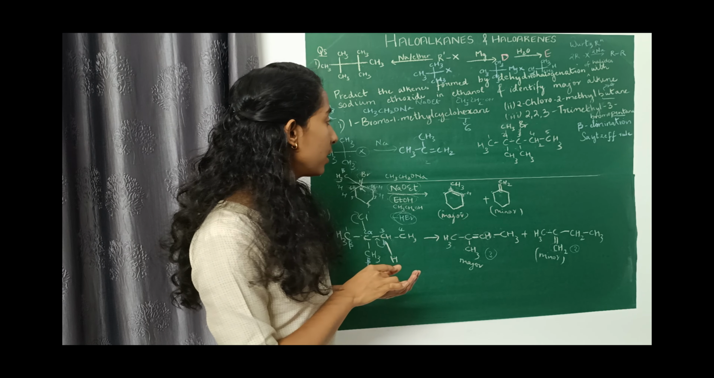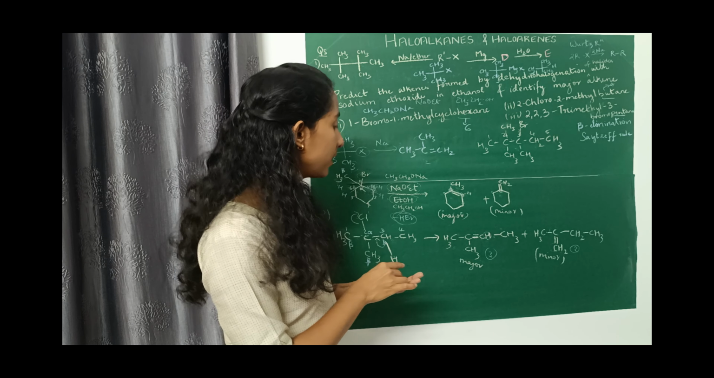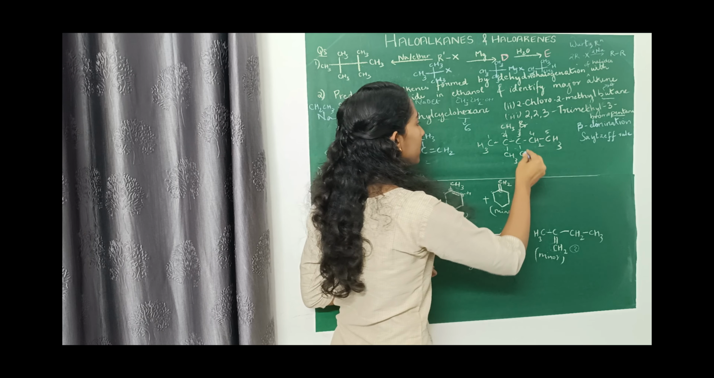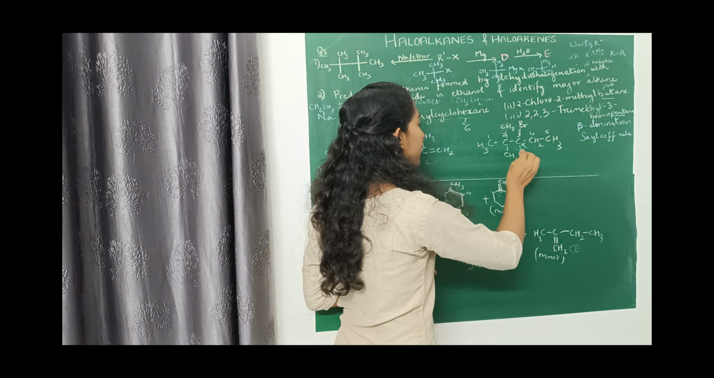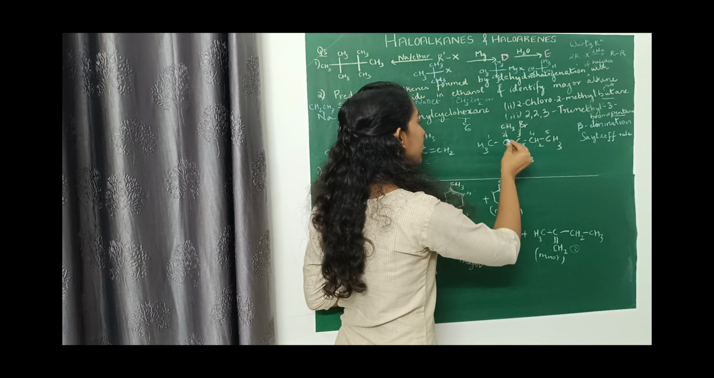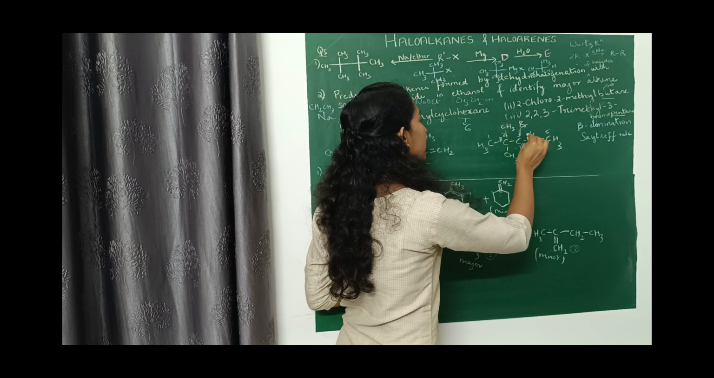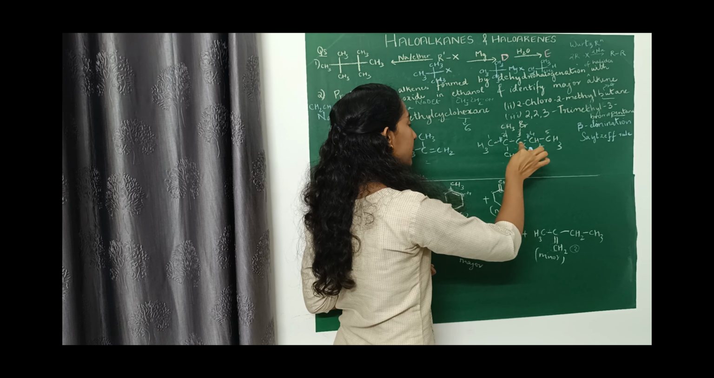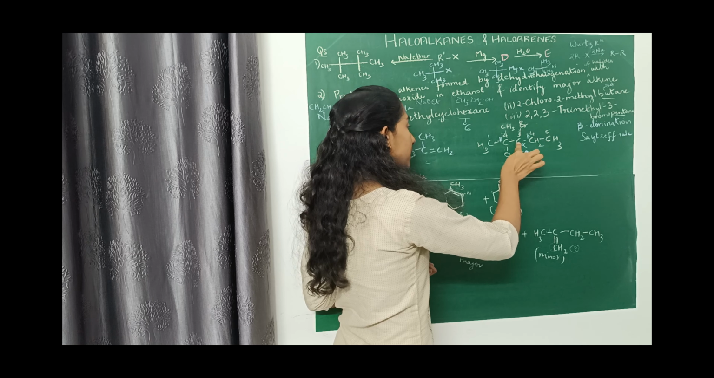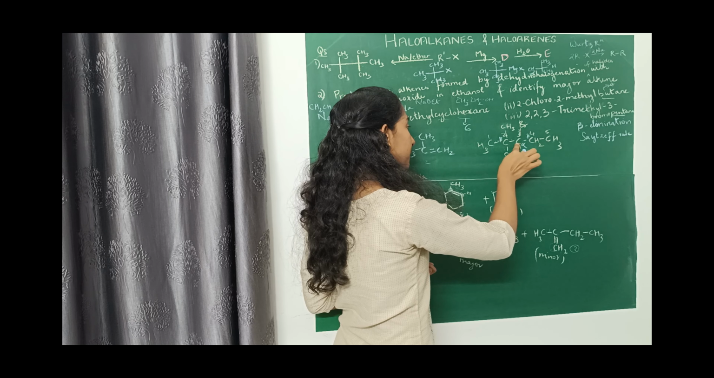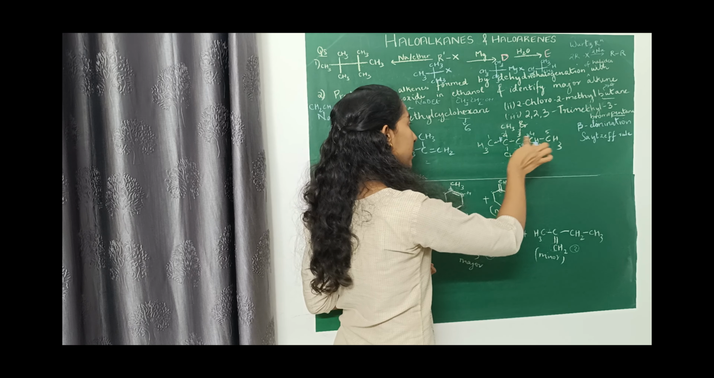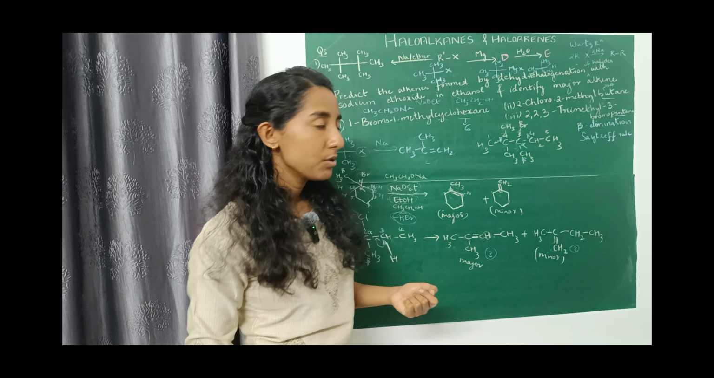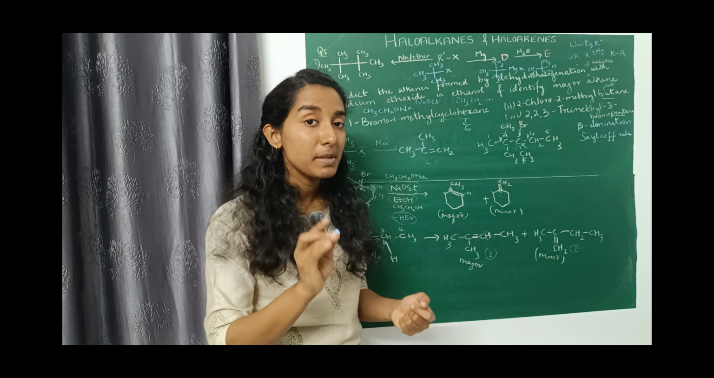Here, where is the bromine attached? This is the bromine, so the carbon it is attached to is the alpha carbon atom. The adjacent carbon atoms of the alpha carbon will be the beta carbons. So this is beta, this is beta, this is beta. What you need is the beta hydrogen, right?